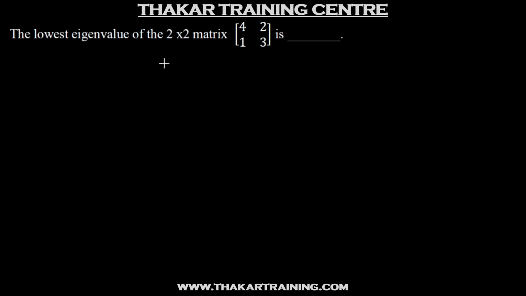So here is a question. The lowest eigenvalue of the 2 by 2 matrix is, so the matrix is given 4, 2, 1, 3. You have to find the lowest eigenvalue.